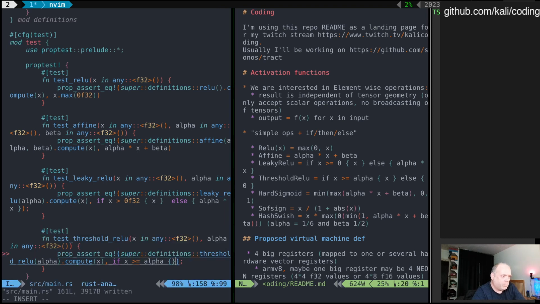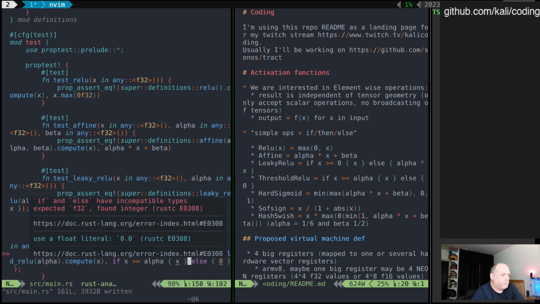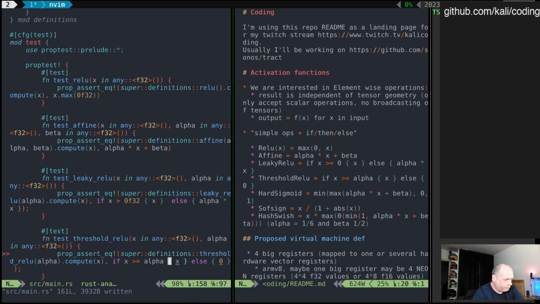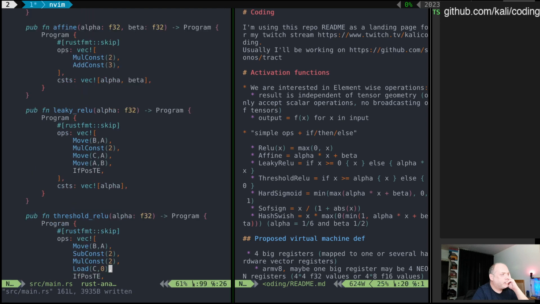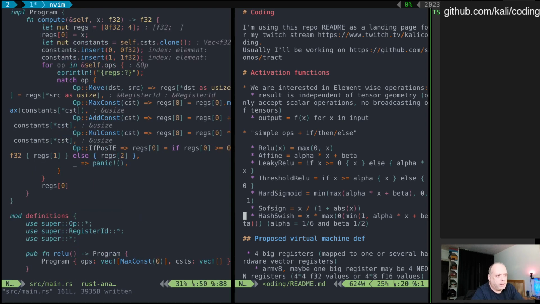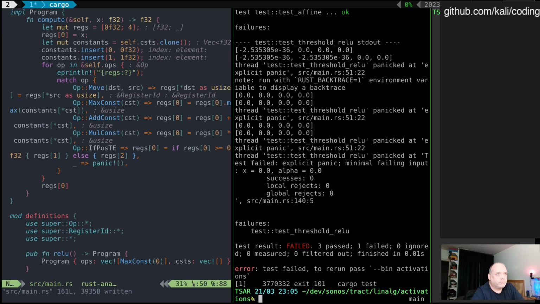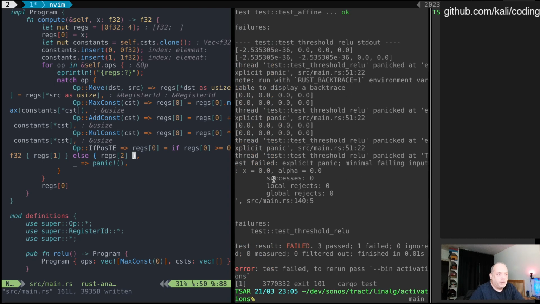we could also have a difference of behavior, because this one is actually discontinuous. Depending on the strictness of equality, we may have a bit of a discrepancy here. Anyway, if X bigger than alpha, I take X, else I take 0. Okay. Here I'm testing positive or equal, and here I'm testing positive or equal, so I should be okay. Nope. Minimum failing input, X equals 0, alpha equals 0, and we have test fail, explicit panic.